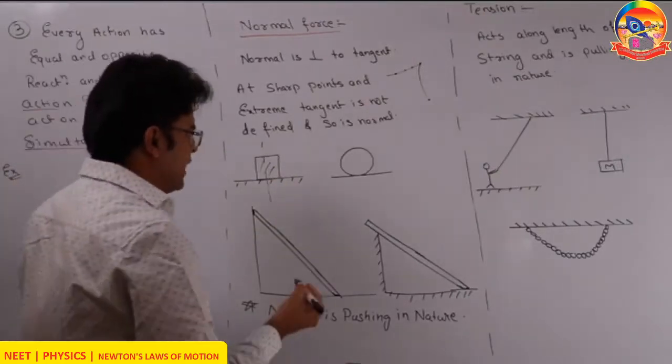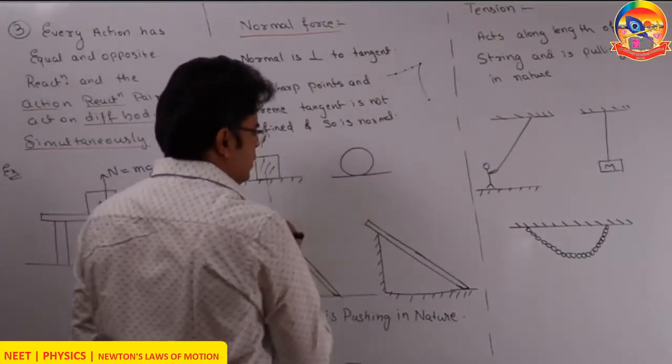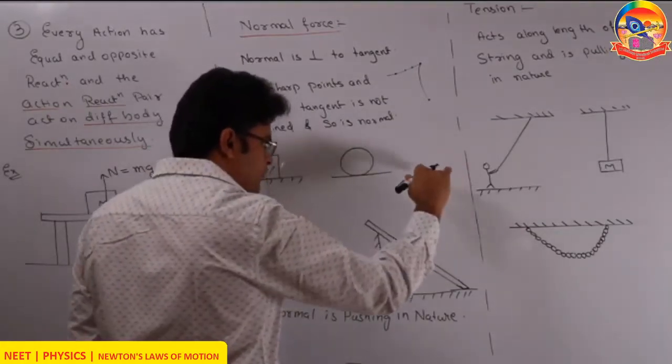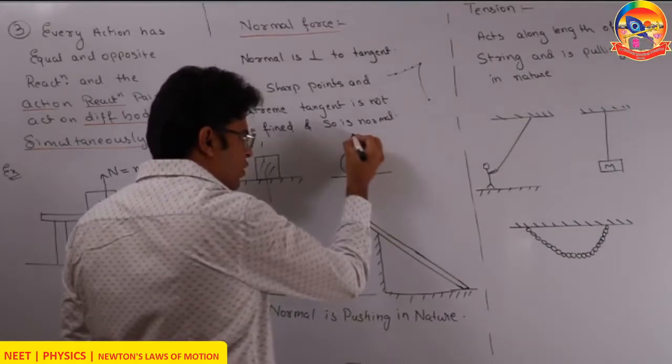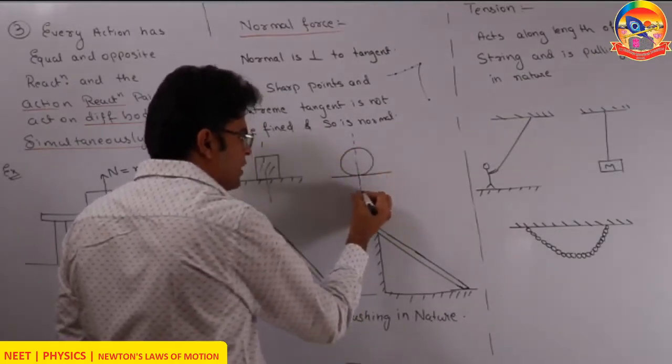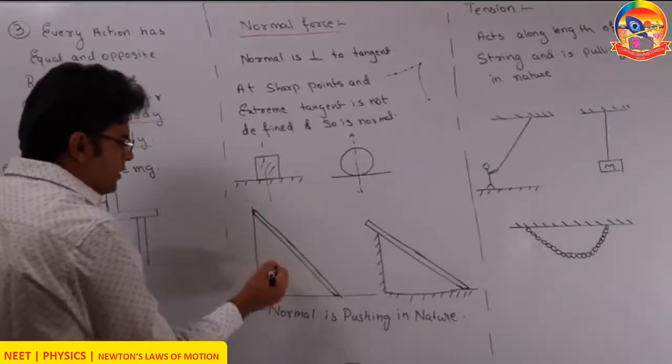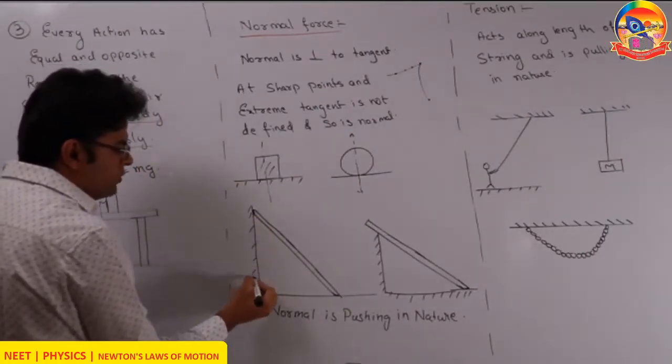Second case, a sphere placed on a surface. Look at the point of contact. This is the tangent on the sphere, this is the tangent on the surface. The normal force acts in the direction of the normal. Next case, a ladder resting against a wall and ground.